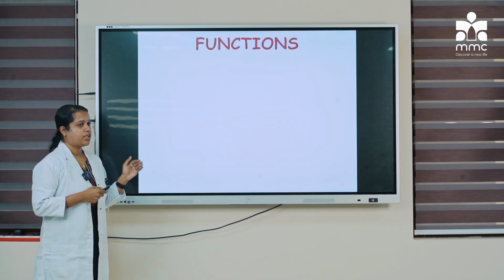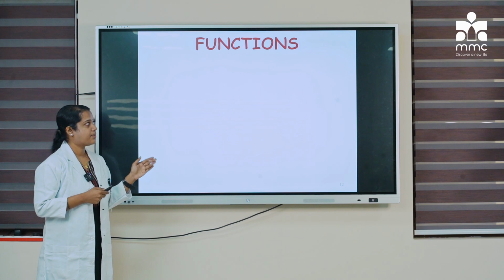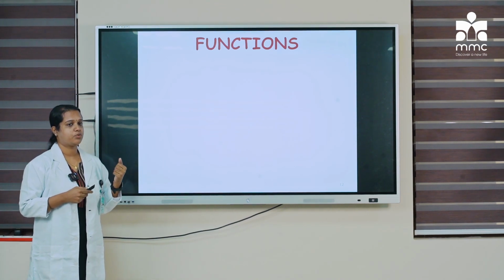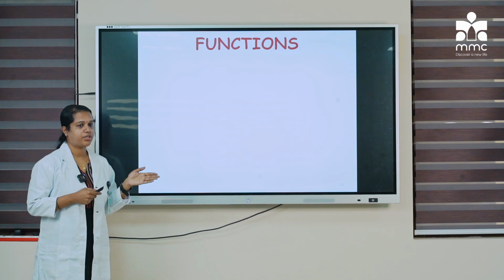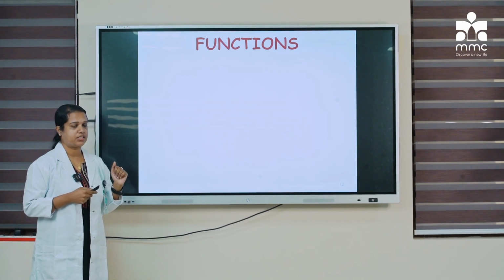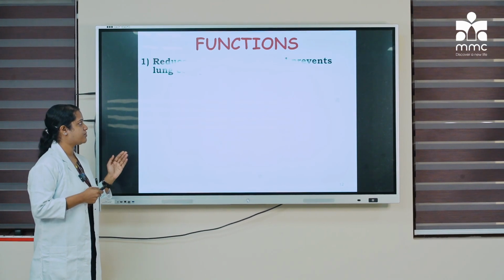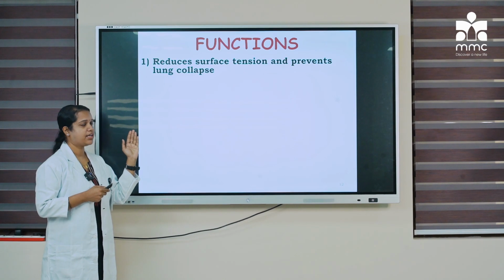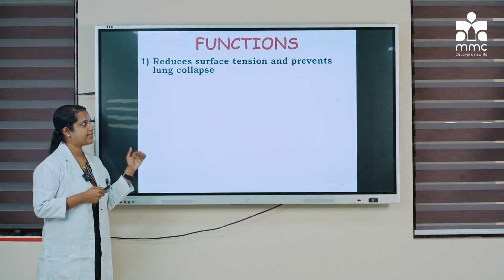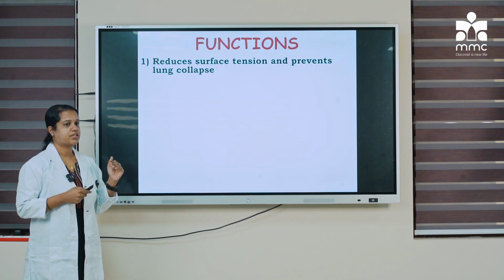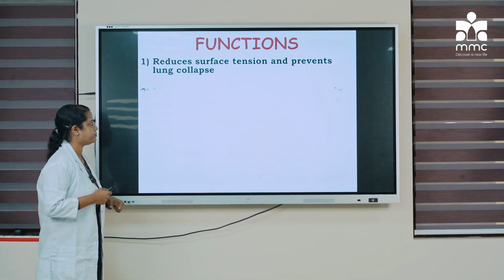Now moving on to the most important part of the class, that is what are the functions of the surfactant. In my initial slides I have told you surfactant is a surface tension reducing agent. So the first function is that it reduces the surface tension and prevents the lung collapse. Now we will see, apart from reducing the surface tension, what are the other functions of surfactant.